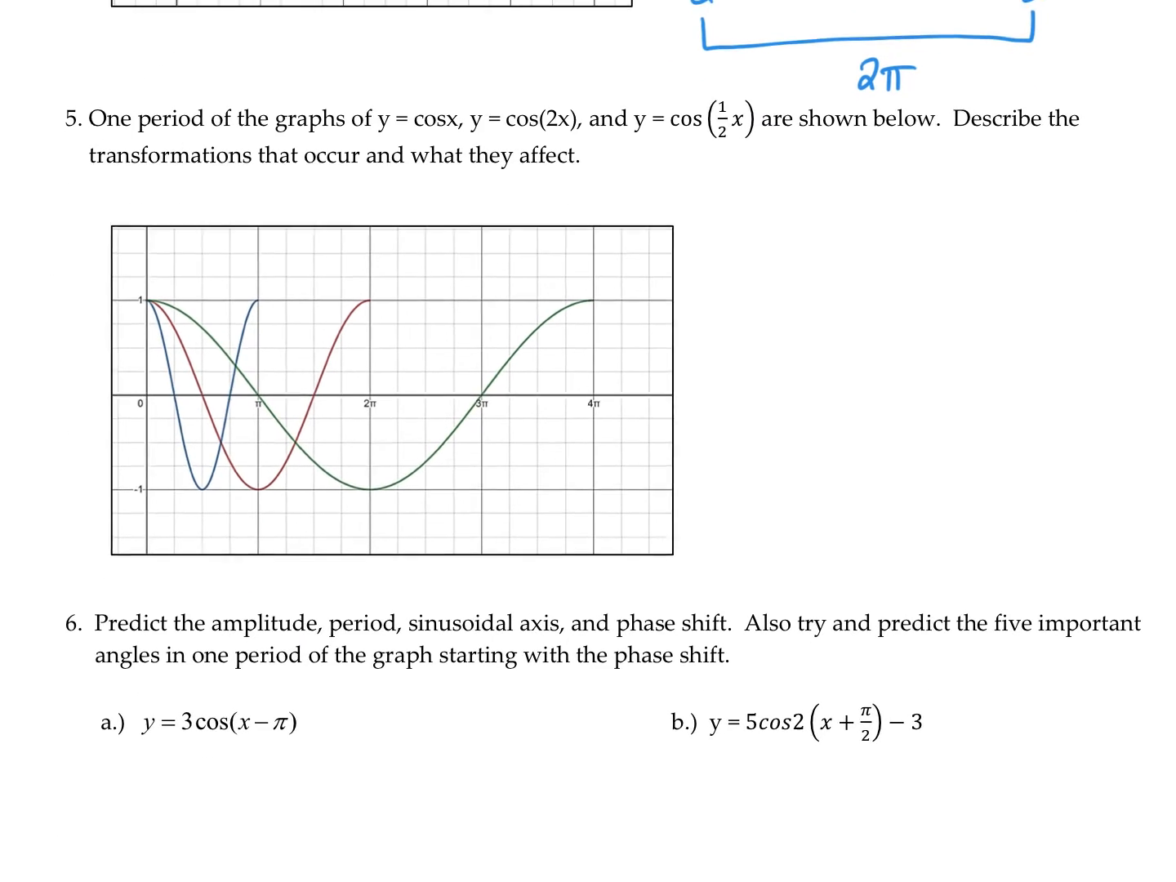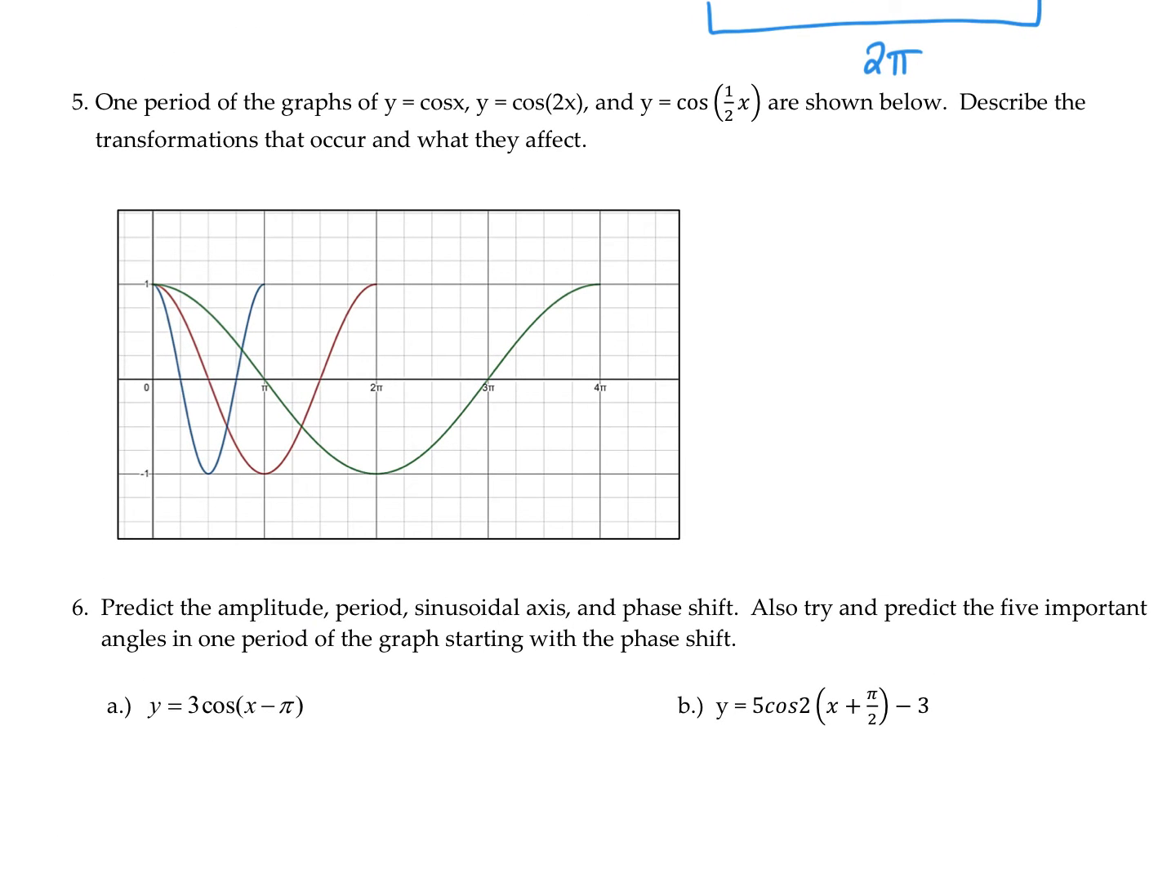All right, let's look at what happens when we have something on the inside. So this one has 3 graphs. So let's first start off with my regular cosine is this red graph, and it's going 0 to 2 pi. Then I have the cosine of 2x. Now, that is this guy. And then I have the cosine of 1/2 x, and that is this guy. All right, so what's happening here?